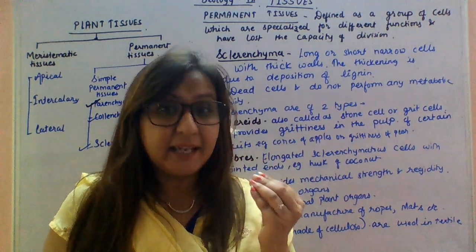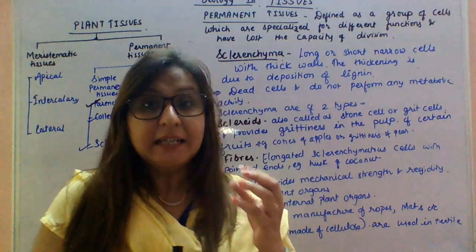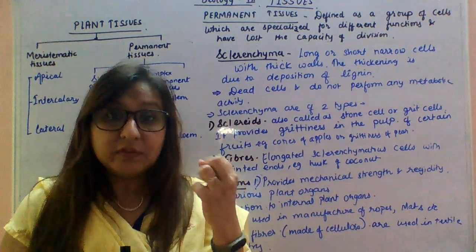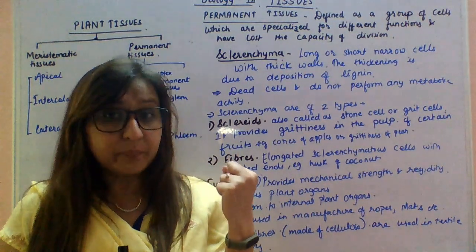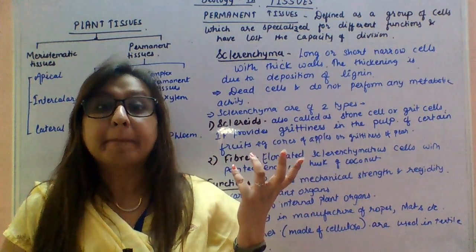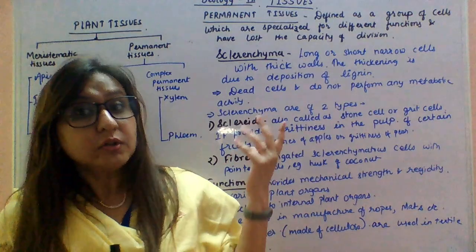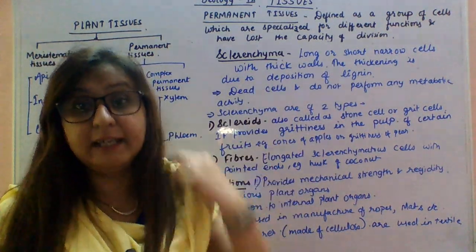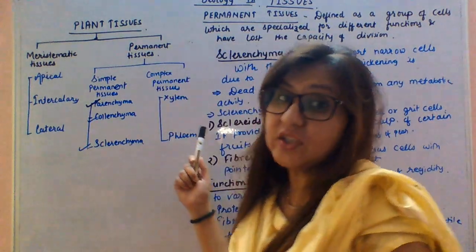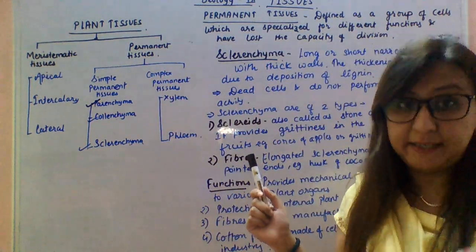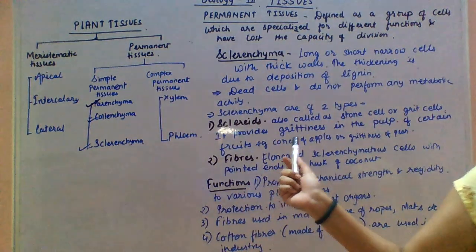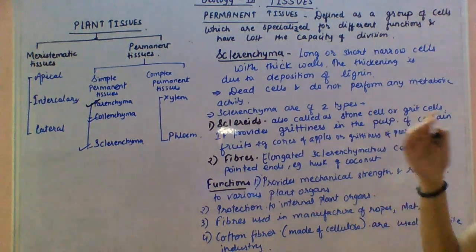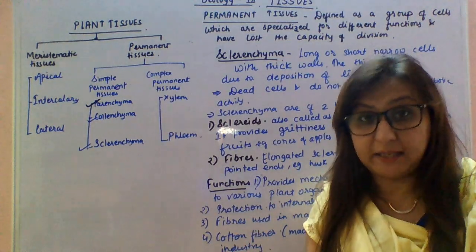Lignin is a chemical substance that acts like cement. You see now, what does cement do? It is used to strengthen, no? So the deposition of lignin, a chemical substance, acts as cement. It is made up of dead cells and does not perform any metabolic activity.